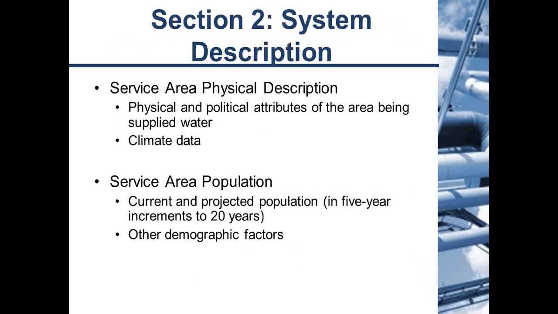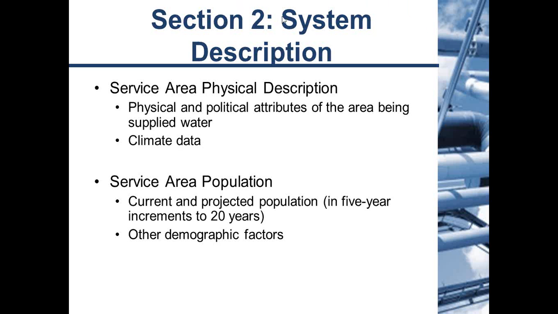For system description, we will do a service area physical description, which includes physical and political attributes of the area being supplied water. In this section, we will also include maps, tables, or photographs to support the description of the system. For climate data, we want to include general discussion of seasonal variability. The population will be used for water demands and water supply. This is the current population and projected population in 5-year increments up to 20 years, so going from 2015 to 2035, and other demographic factors that can attribute to population, such as employment, customer base, disadvantaged communities, and/or restrictions.